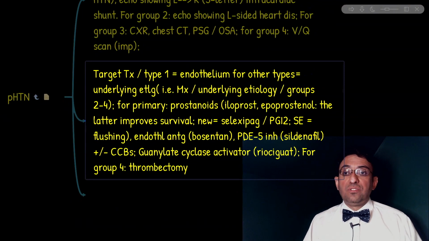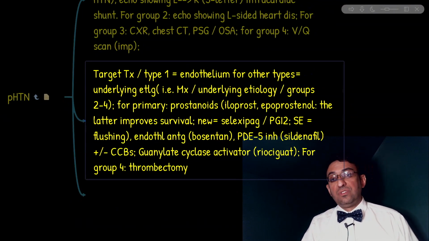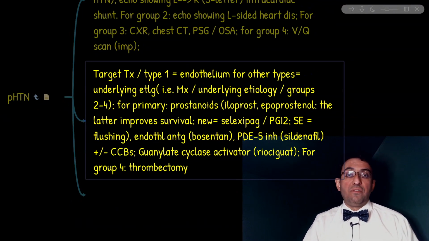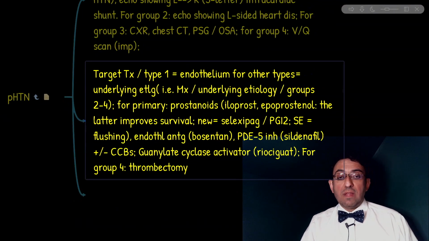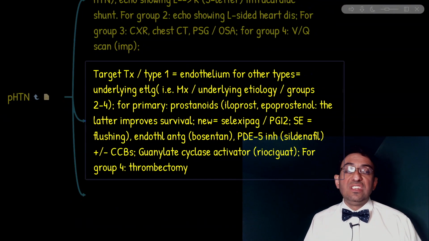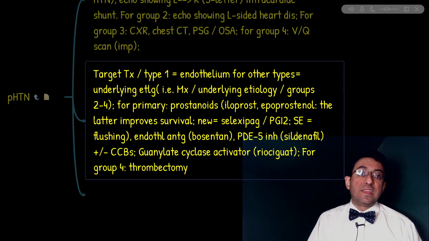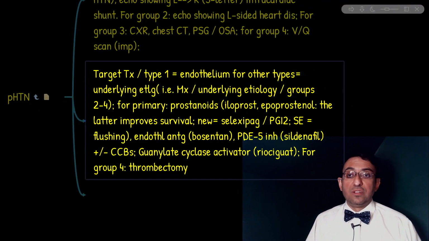Now, if you ask which one of these can improve survival, remember that is epoprostenol. If you are asked what's the important side effect, flushing. The second group are endothelin antagonists, such as bosentan. The other groups are phosphodiesterase 5 inhibitors, such as tadalafil and sildenafil, or activators of guanylate cyclase, such as riociguat. It's also shown that some patients benefit from calcium channel blockers, of course, dihydropyridine type.